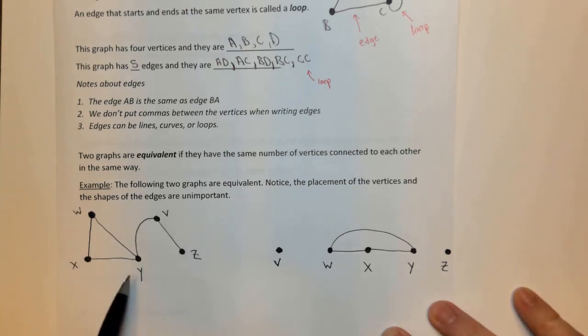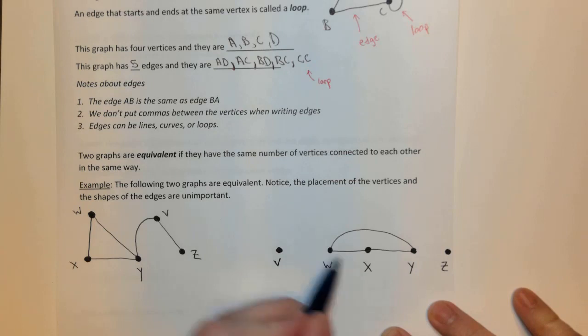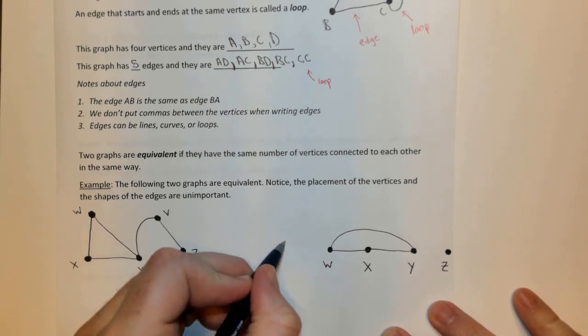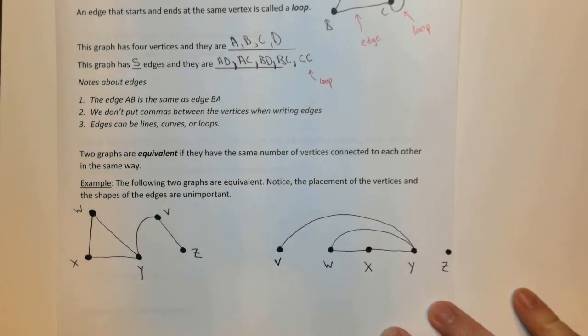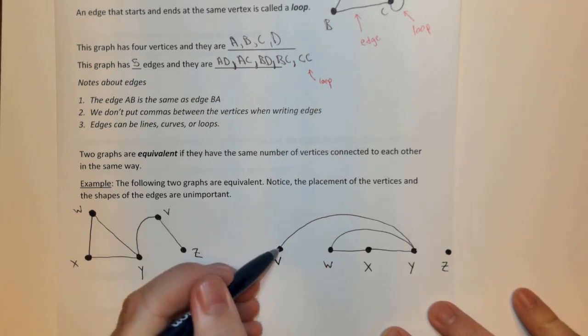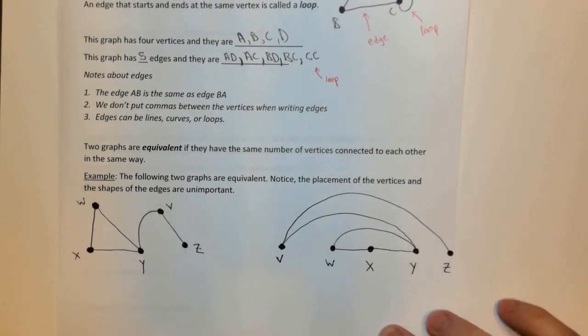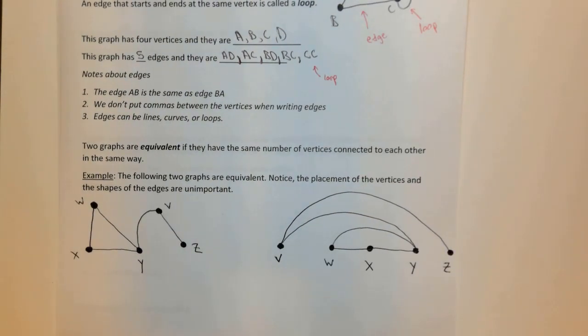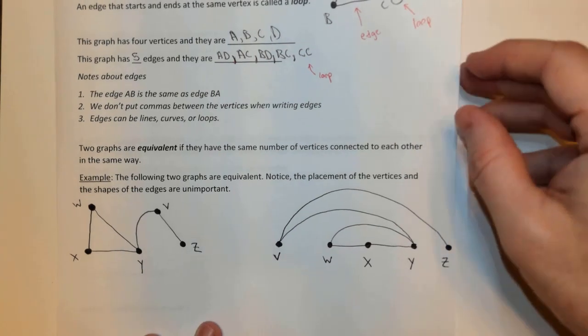Now I'll move on to Y. Y is connected to X and W and V. How do we get there? Well, I've got to do this. I'm choosing to do this rainbow look. You could go underneath. It doesn't matter. And then lastly, Y is connected to W, X, V, and then V is only connected to Z. And that's it. So these two graphs are equivalent. The placement of the vertices does not matter. It is arbitrary. You just have to make sure that they're connected in the same way.